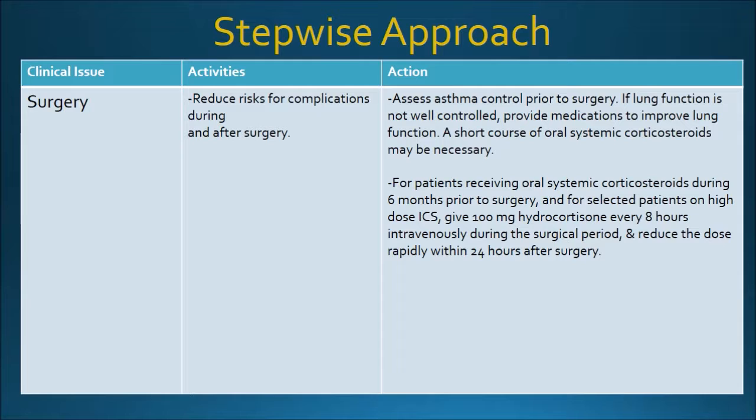For patients receiving oral systemic corticosteroids during the 6 months prior to surgery, and for selected patients on high doses of inhaled corticosteroids, we're going to give 100 milligrams of hydrocortisone every 8 hours IV during the surgical period, and reduce the dose rapidly within 24 hours after surgery.